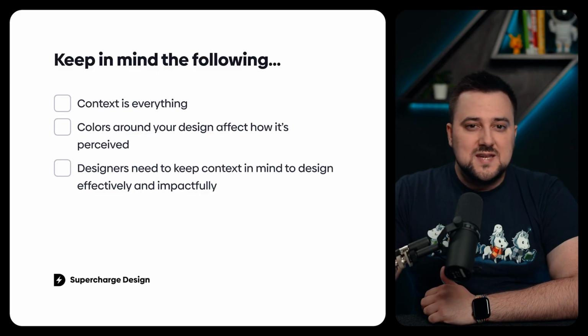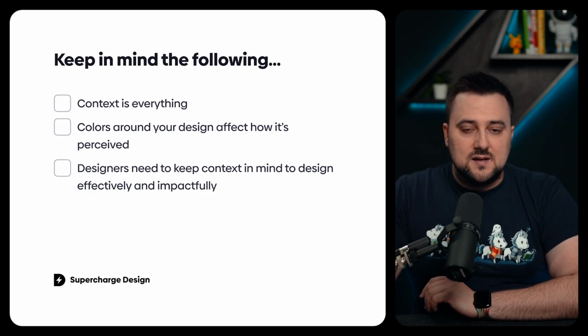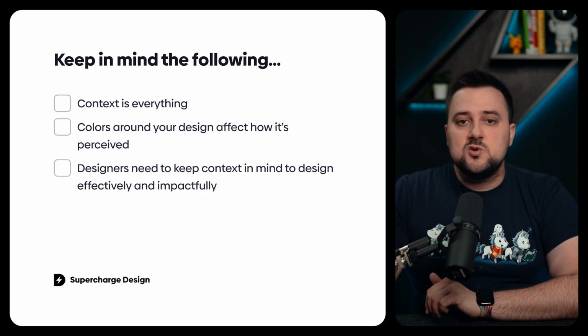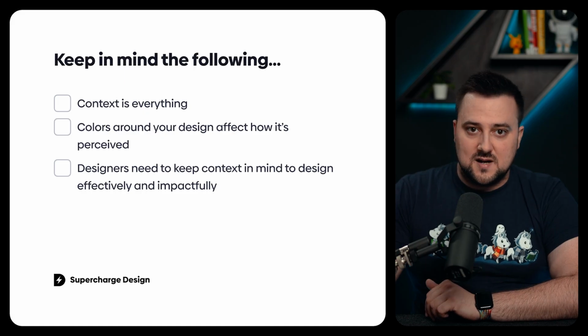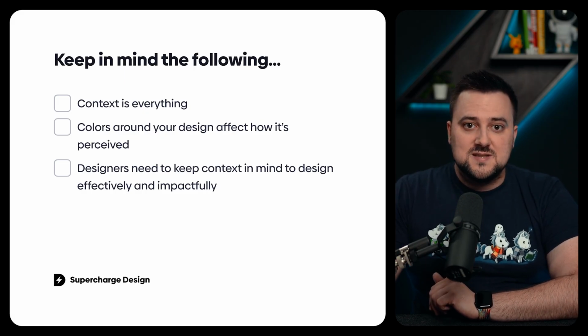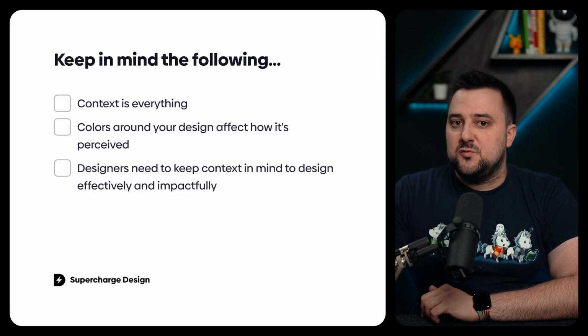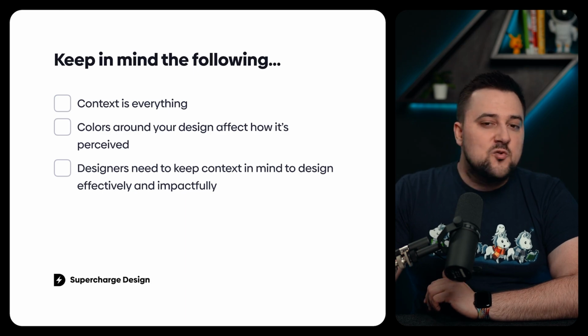So, what can we take away from all of this? Well, firstly, context is everything when it comes to color perception. Understanding how the colors around your design affect how it's perceived is crucial for creating effective and impactful designs. Secondly, don't be afraid to experiment with color combinations and backgrounds and see how they interact with each other. By being mindful of how context affects color perception, you can create designs that truly stand out.